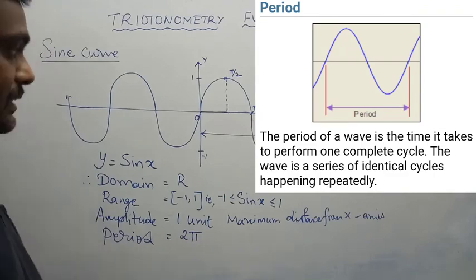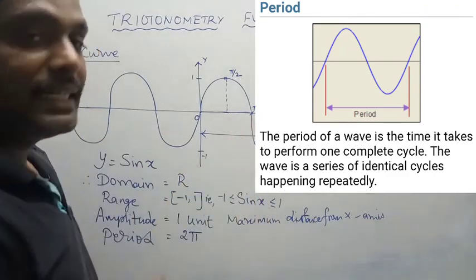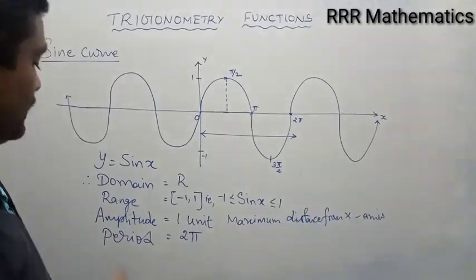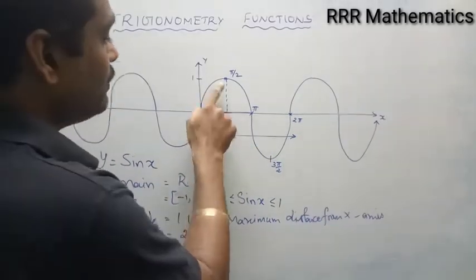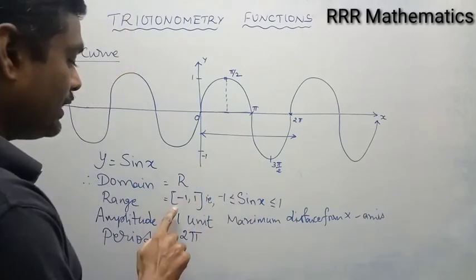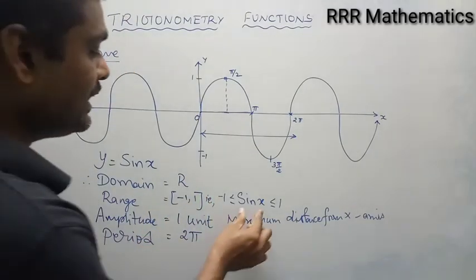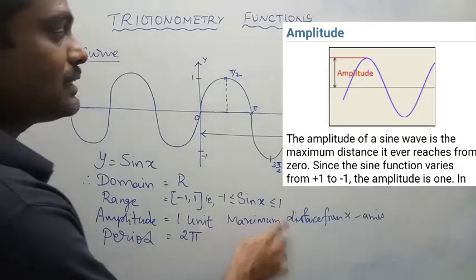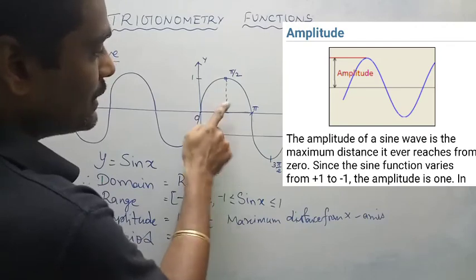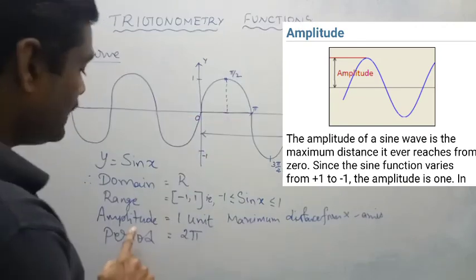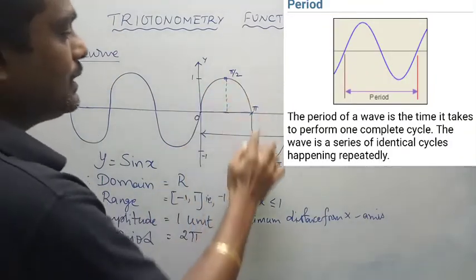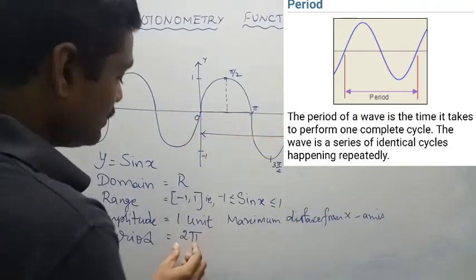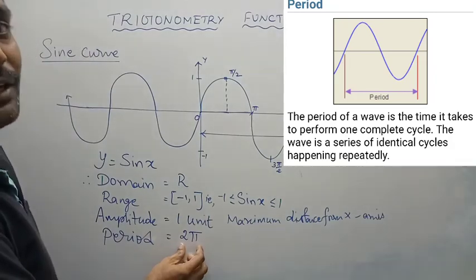Okay. So here we discussed the domain, the set of all x values, that is real numbers. It takes all real values. And range, the output: maximum value 1, minimum value minus 1, so the range is minus 1 to plus 1, or sine x lies between minus 1 and plus 1. Amplitude, the maximum distance from the x-axis, which is 1 unit. See here, the dotted distance represents amplitude. Period, one complete cycle, which is 0 to 360 degree. So the period is 360 degree or 2 pi.